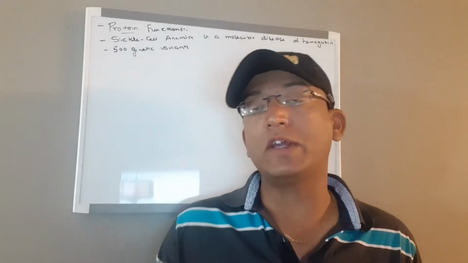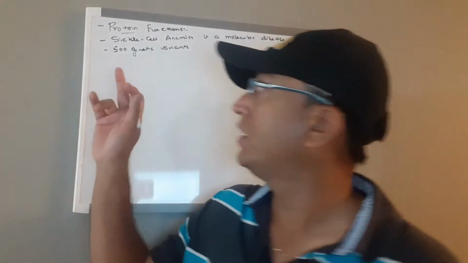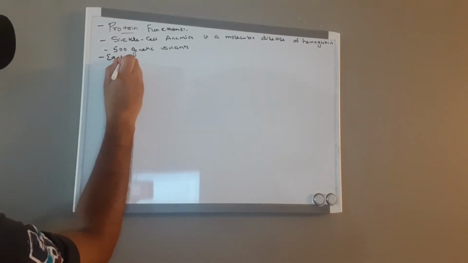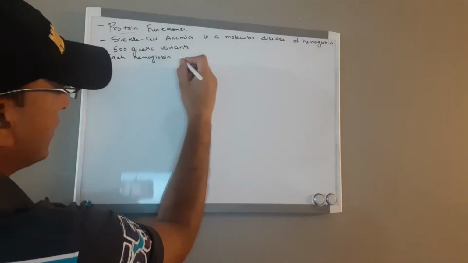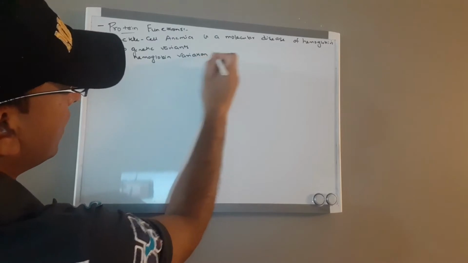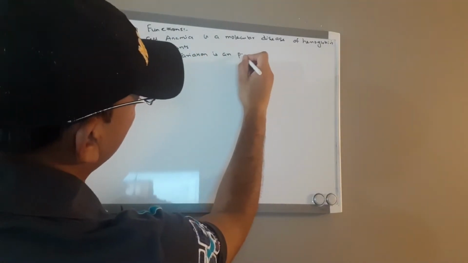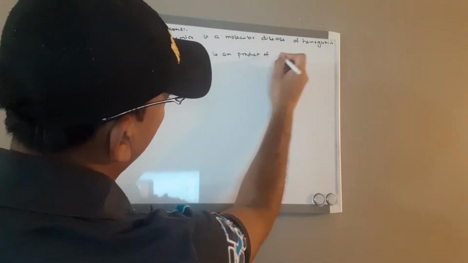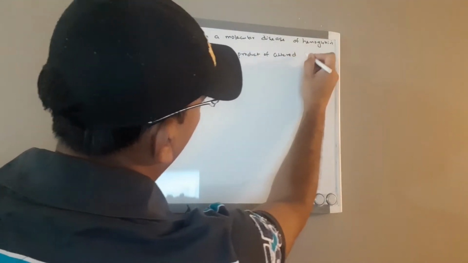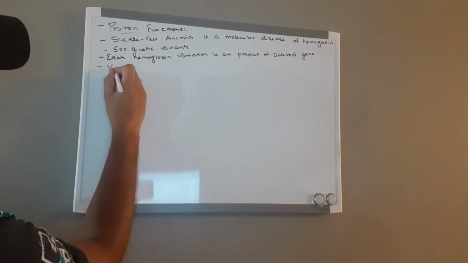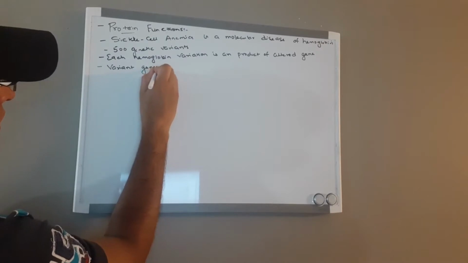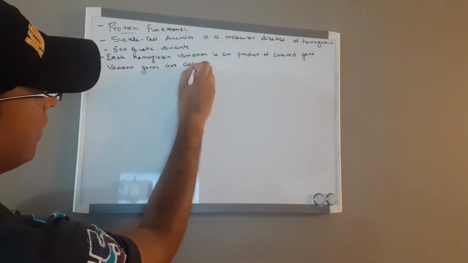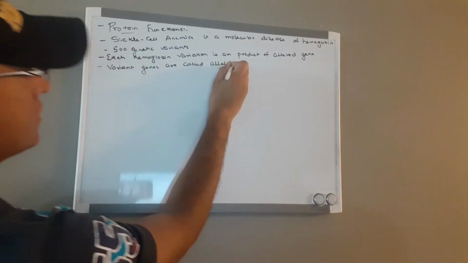So each hemoglobin variation is a product of an altered gene. Why? So I will write it down here. Each hemoglobin variation is a product of an altered gene, right? And the variant genes or the altered genes, you can say, the variant genes are called alleles, right?